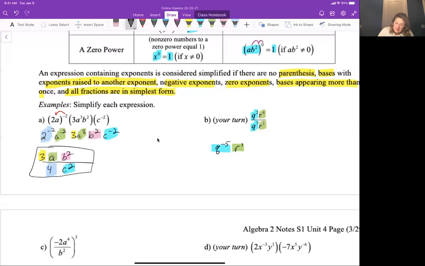I'm not done. This is not simplified because I have a negative exponent. I cannot have that in simplified form. So how do I get rid of the negative 5 as an exponent? I have to put it on the bottom and then the 5 becomes positive. So I have r over q to the 5th power.